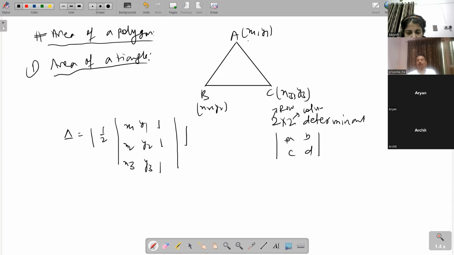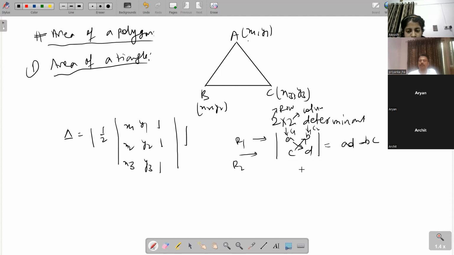And horizontal means a row. So AB is row 1, CD is row 2. This is column 1, this is column 2. And the value of this we find like this, left to right: AD minus BC. Correct?